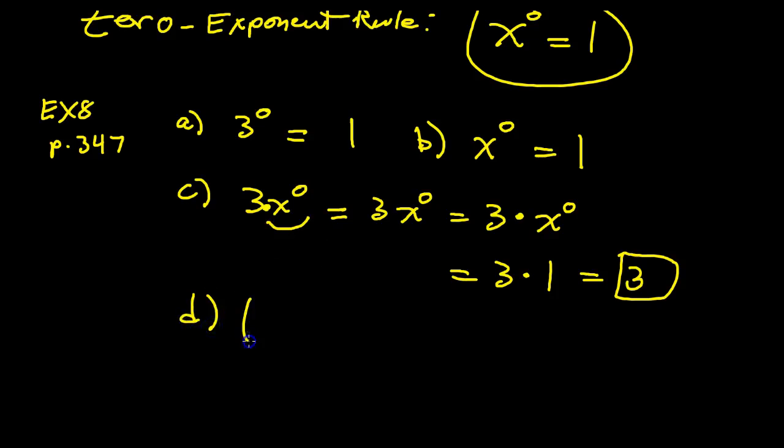Please contrast that with this expression, 3x, all to the 0 power. Well, here the entire expression in that base is going to be raised to the 0 power. And again, anything to the 0 power, no matter how simple or how complicated, is always equal to 1. Let's look at part E.